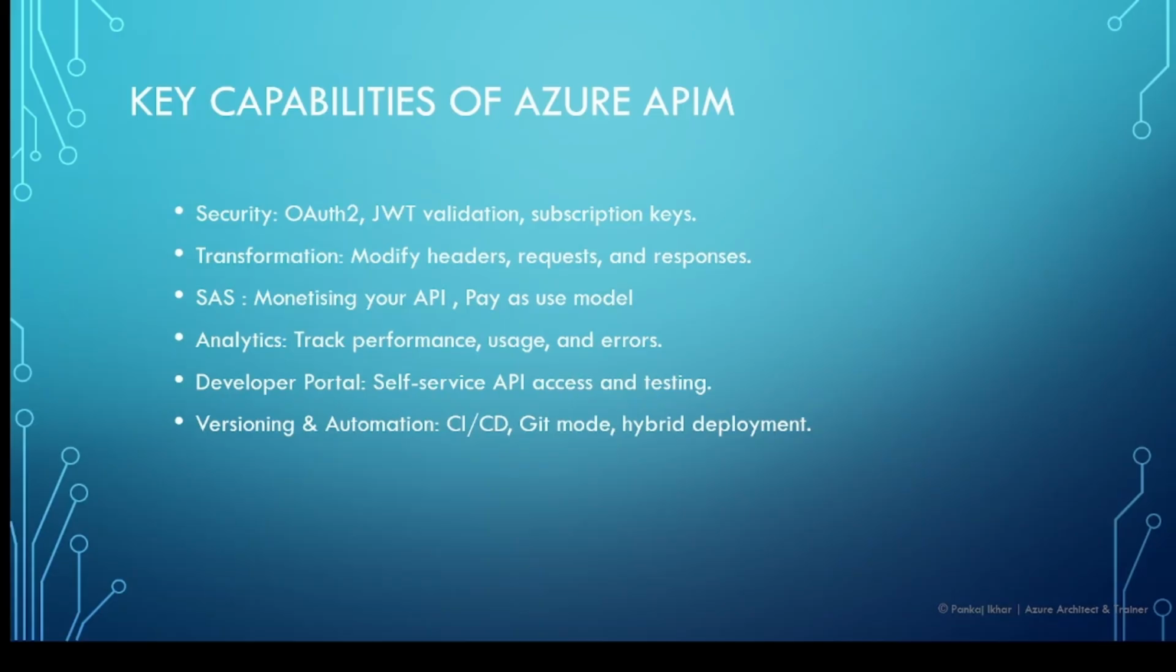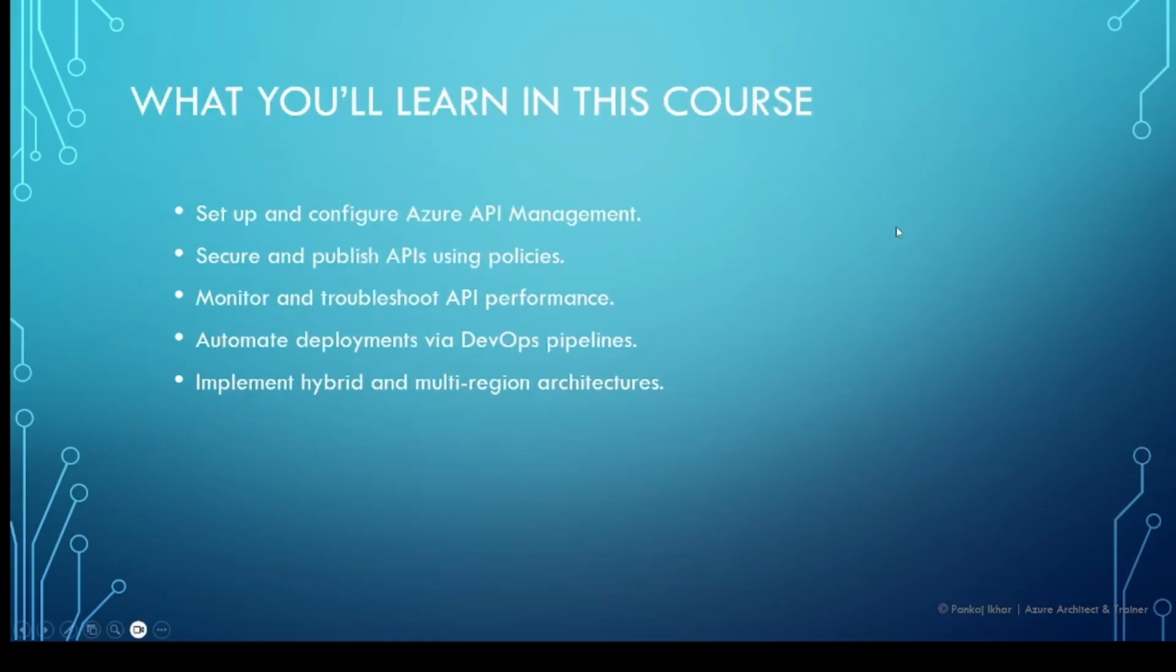Analytics has various tools which track usage, performance, errors. All those things will be achieved through the analytics. So these are all the capabilities of what Azure APIM can do. It has a developer portal, self-service API access and testing, which is an interface offered by the APIM. APIM will help you to implement versioning, automation, CI/CD, Git mode, hybrid mode. All these things you can do in the APIM.